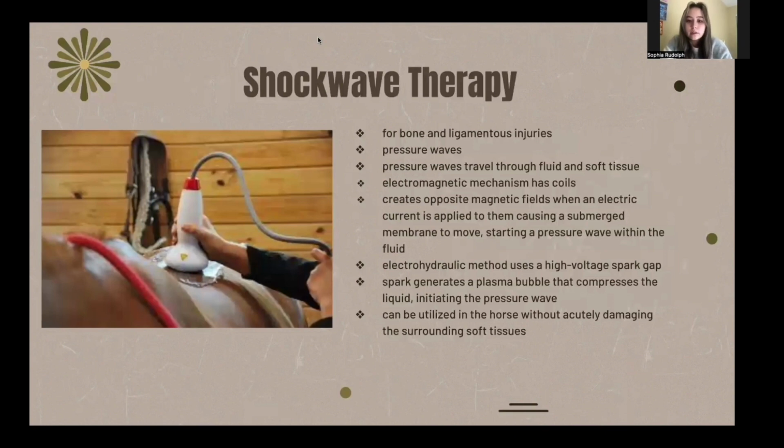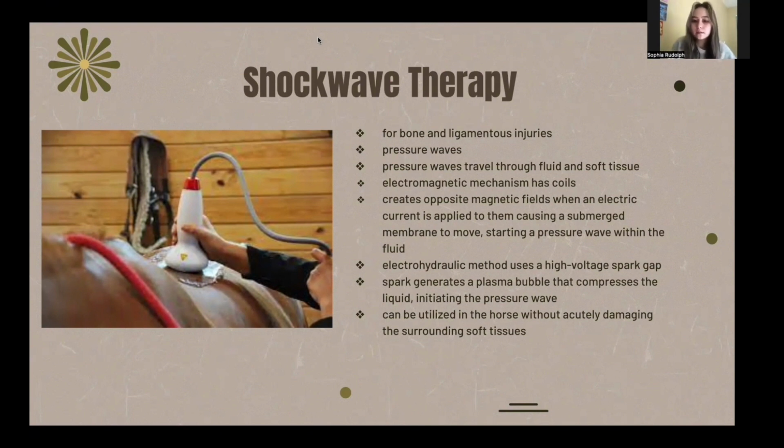Next is shockwave therapy. For bone and ligamentous injuries, pressure waves generated outside the body can be focused at a specific site within the body. Pressure waves travel through fluid and soft tissue, and their effects occur at sites where there is change in impedance, such as the bone-soft tissue interface.